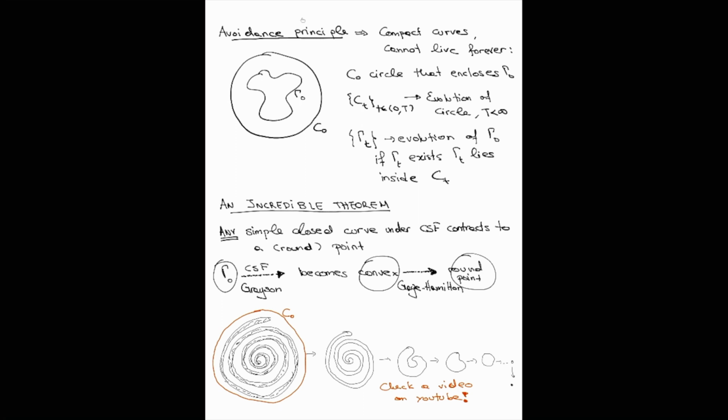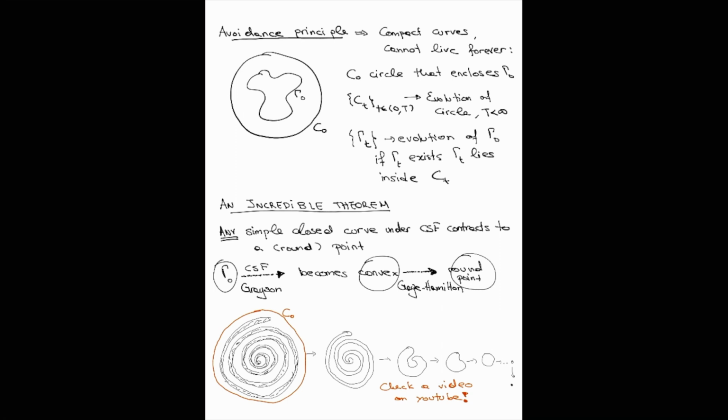It's a very good singularity because we know exactly what happens. All right, so of course I'm not going to prove this, but this is an amazing theorem. It says that any simple closed curve will contract to a round point. This was first proven by Gage and Hamilton in case your curve is convex, and later Grayson showed that if you take any simple closed curve, it will become convex in finite time, and it will then, by Gage-Hamilton, contract to a round point.